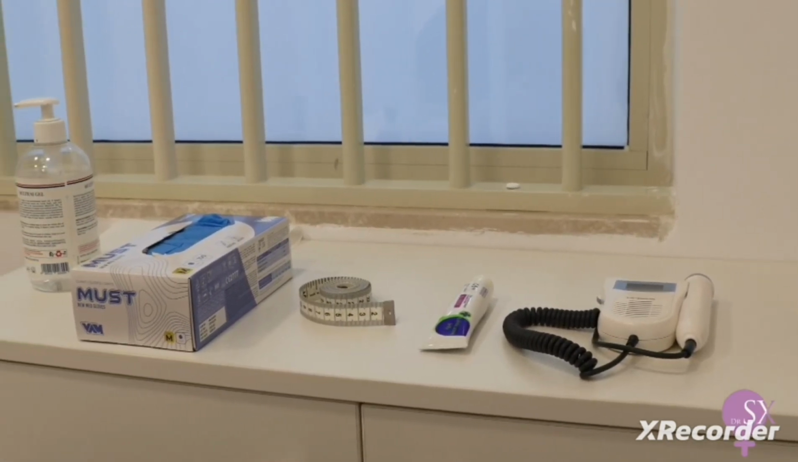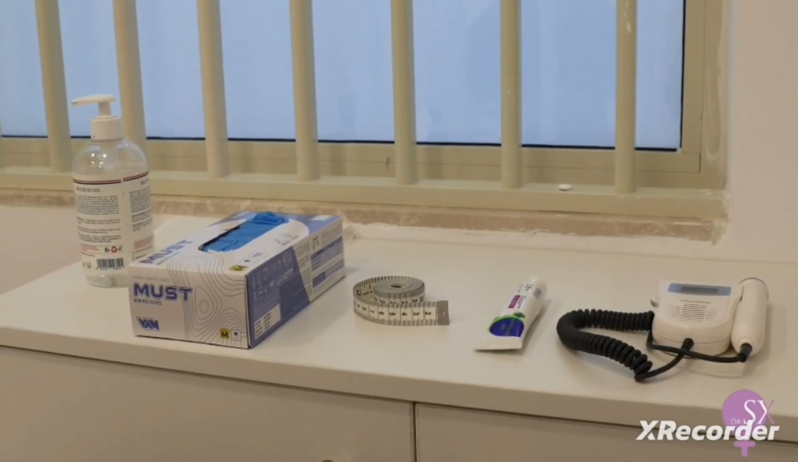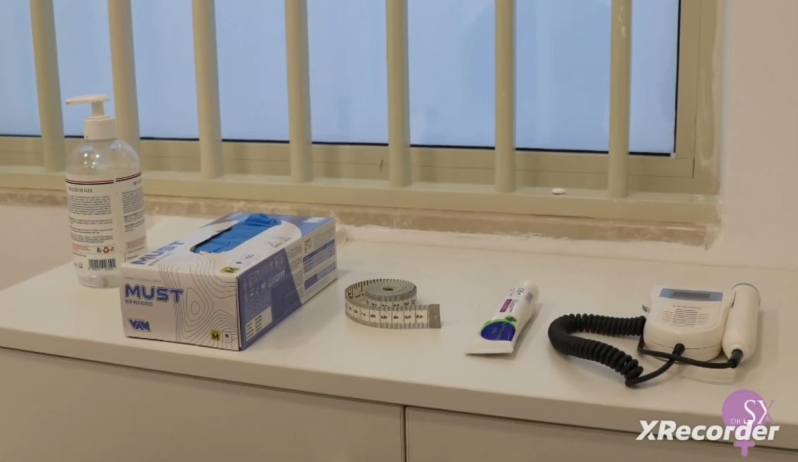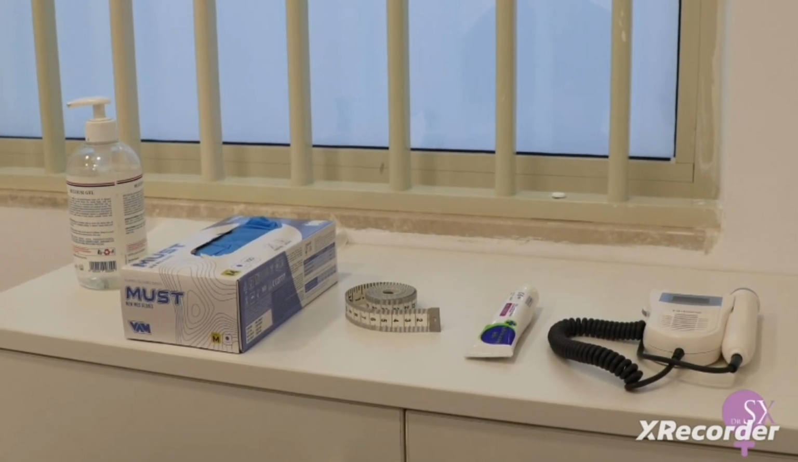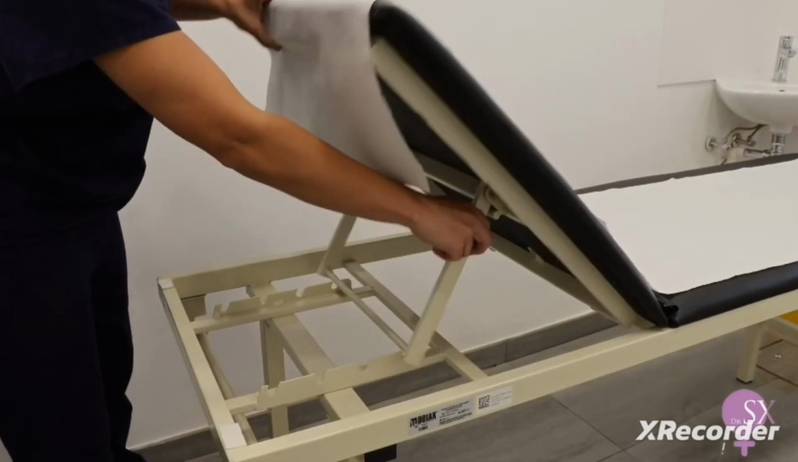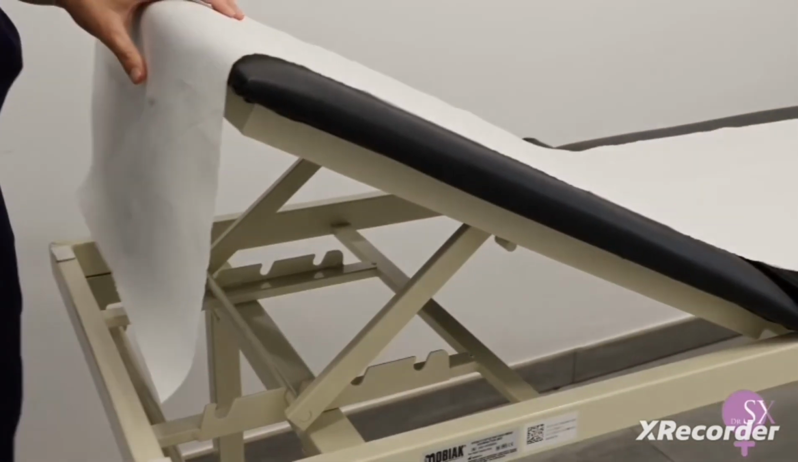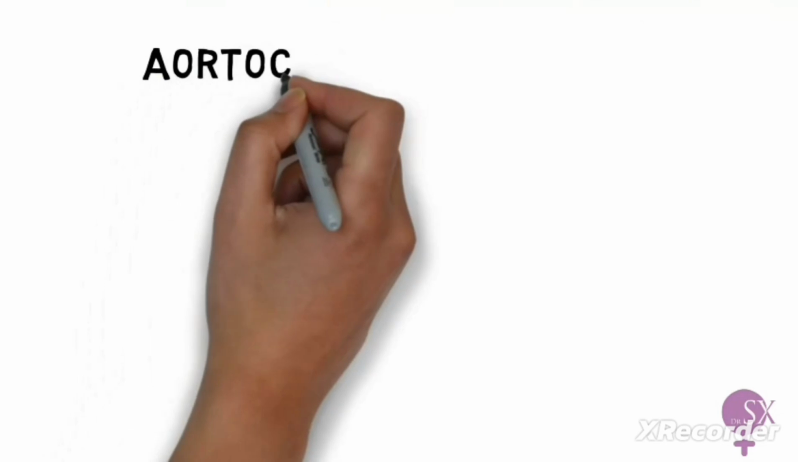Next, we need to make sure that we have all our equipment available: the Pinard, stethoscope, the handheld fetal Doppler monitor, lubricant gel, measuring tape, gloves, and hand sanitizer. Then we want to make sure that the couch is arranged at a 15-degree angle. We should avoid aortocaval compression.